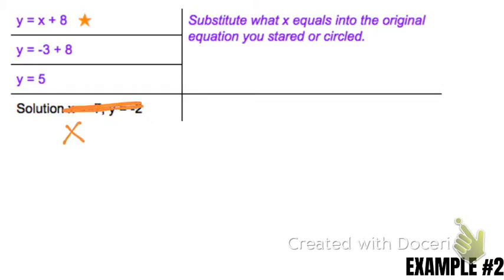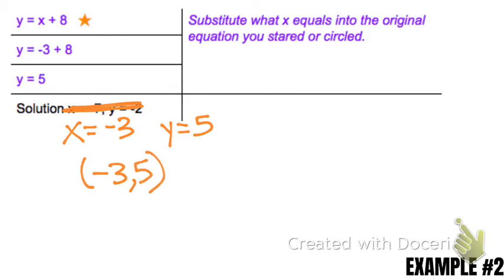So my solution, I'm sorry, there's a typo here. My solution is that x equals -3 and y equals 5. Or you can write it as the point (-3, 5). This is a solution to both of those equations in that system.